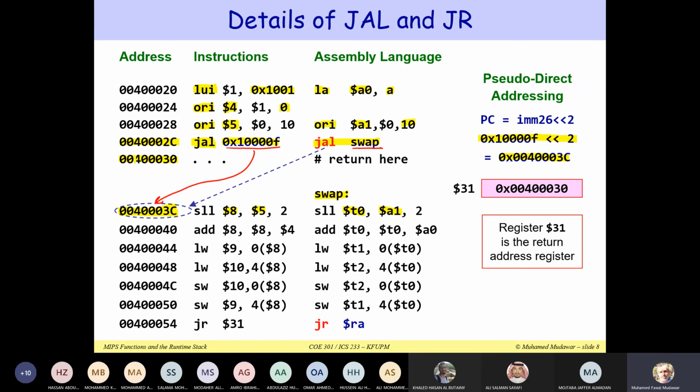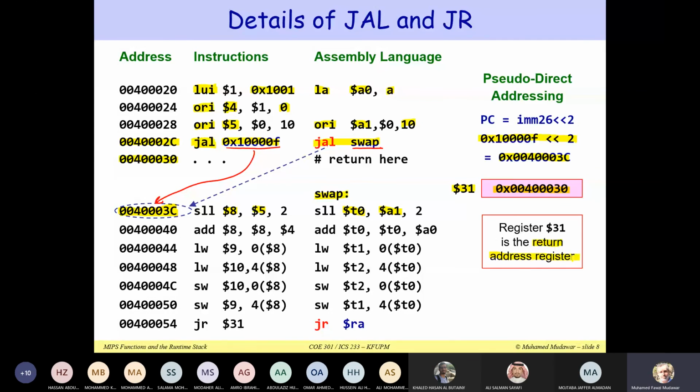And therefore it's going to store the return address in register 31. Notice that register 31 is the return address register. It's the address of the instruction that appears after jump and link. So it does not really matter where you call the function. It can be called at any point in the program. And the return address is the address of the next instruction that appears after the jump and link. So this address is saved by the jump and link instruction in register 31. This is what we call the return address register.